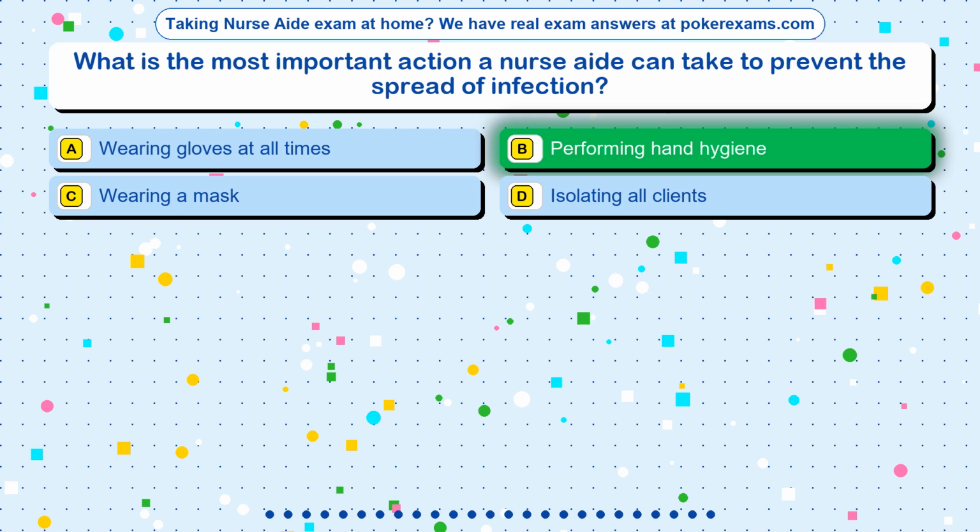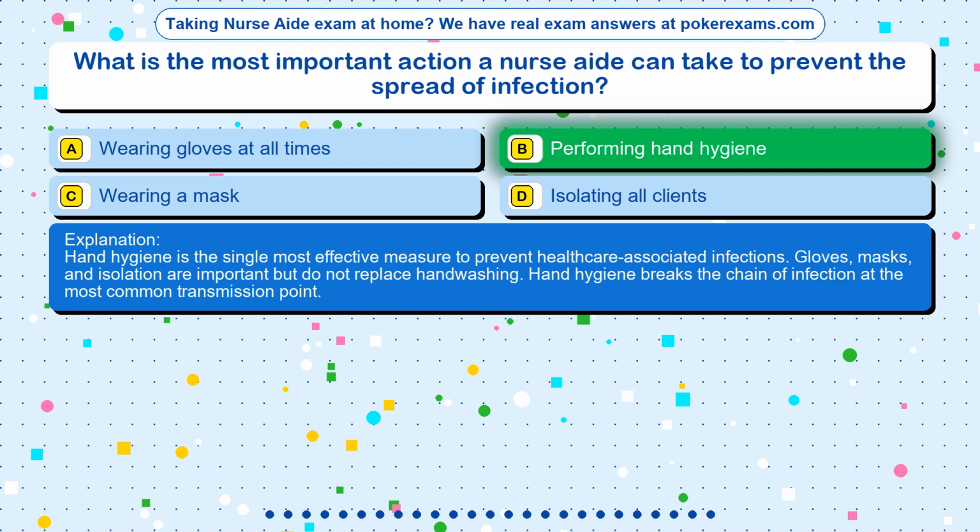The correct answer is option B, performing hand hygiene. Hand hygiene is the single most effective measure to prevent healthcare-associated infections. Gloves, masks, and isolation are important but do not replace hand washing. Hand hygiene breaks the chain of infection at the most common transmission point.